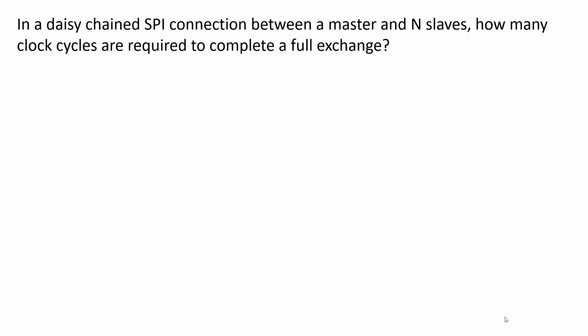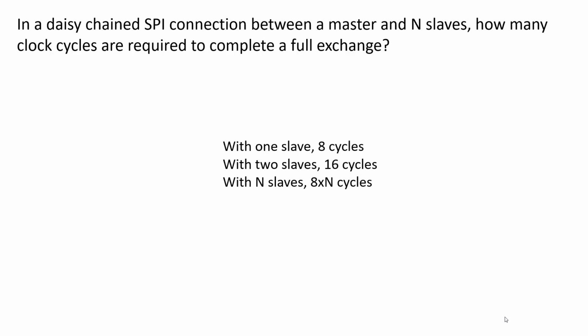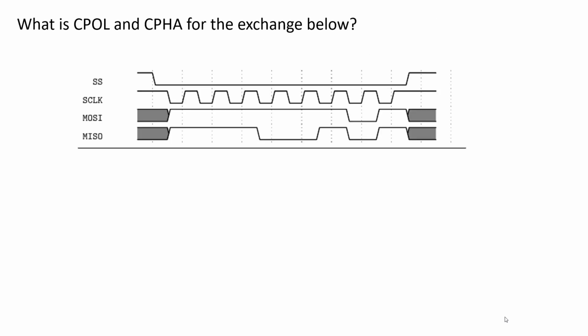In a daisy chain SPI connection between master and n slaves, how many clock cycles are required to complete a full exchange? A daisy chain is when you connect the slaves serially. In this case, if you have one slave, which is the case that we focused on in the class mostly, there were 8 cycles to do an exchange. With 2 slaves, it would be 16. So with n slaves, it would be 8 times n cycles.